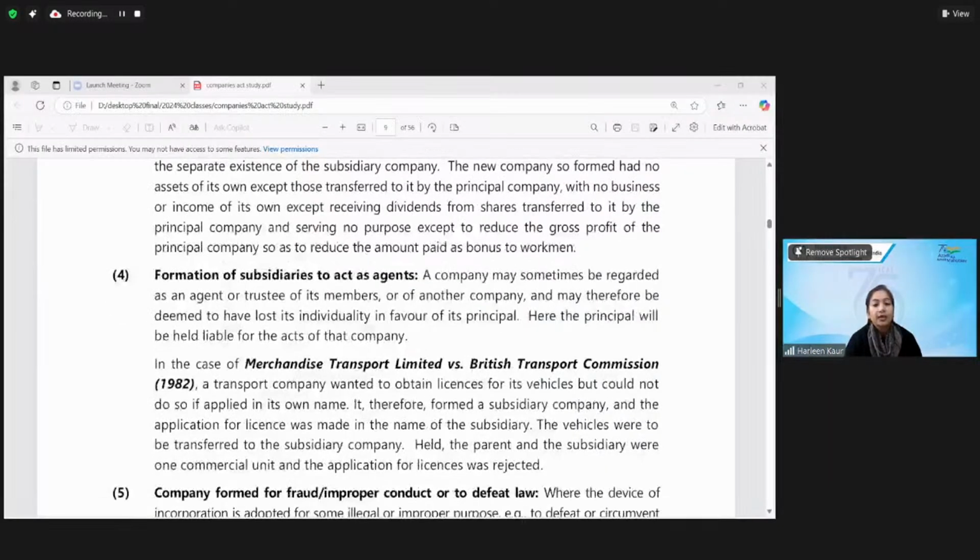Now let's move to the last 2 cases of corporate veil theory from the study material. The 4th one is very much similar to the 3rd one. In the 3rd one, you're trying to avoid the legal obligation. In the 4th, you're creating a subsidiary company to act as your agent or a trustee. So a company may sometimes be regarded as an agent or trustee of another company and may be deemed to have lost its individuality. Hence, the principal company will be held liable in such a case. If you have just invested your money to form a subsidiary company which is acting only on your behalf as your agent, then that company will lose its individuality.